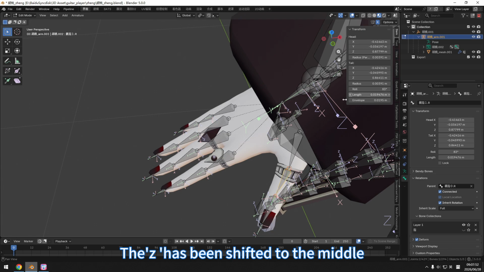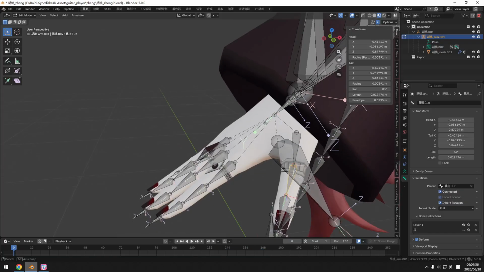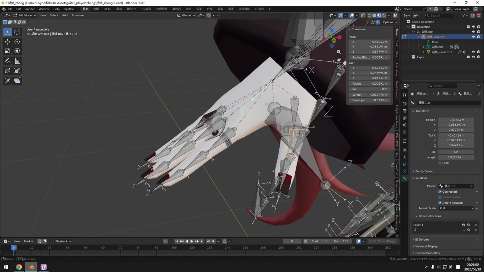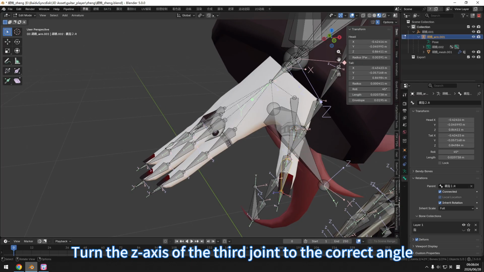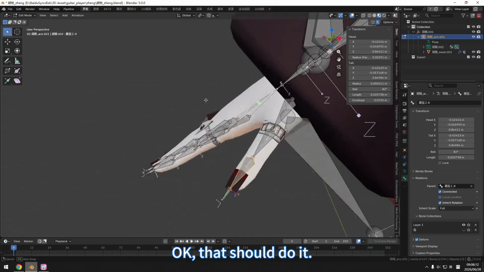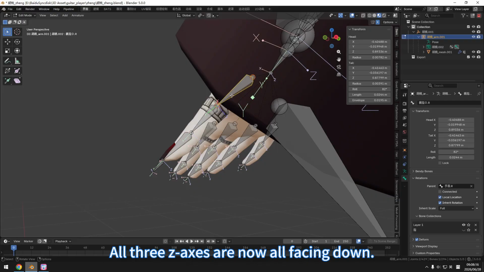These have been shifted to the middle. See if it is correct from another angle. Exactly. And then we move on. Turn the z-axis of the third joint to the correct angle. The z-axis goes to the middle. Okay, that should do it. Let's take a look. All 3 z-axes are now facing down.